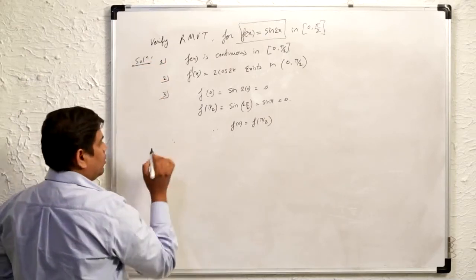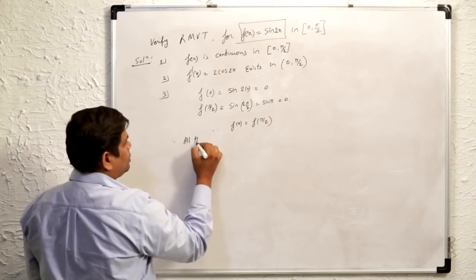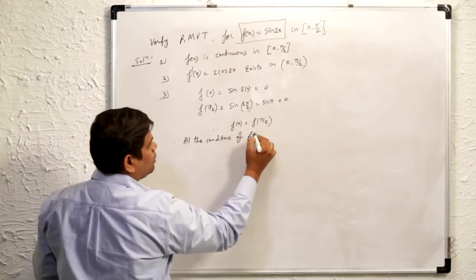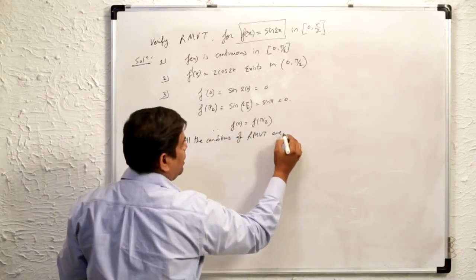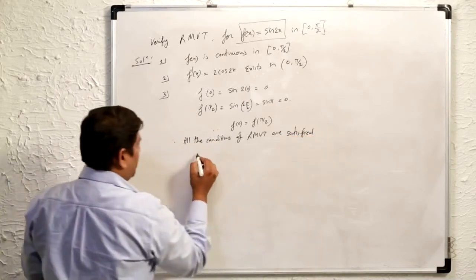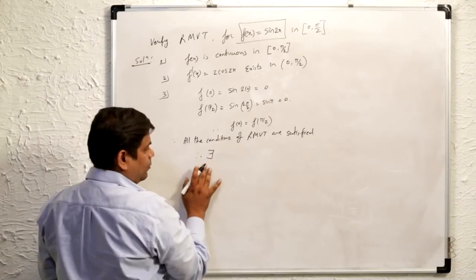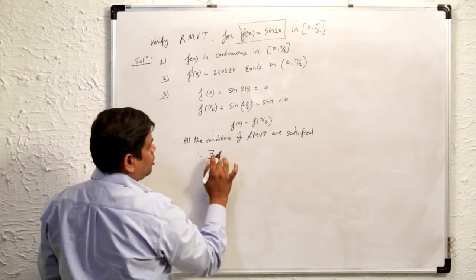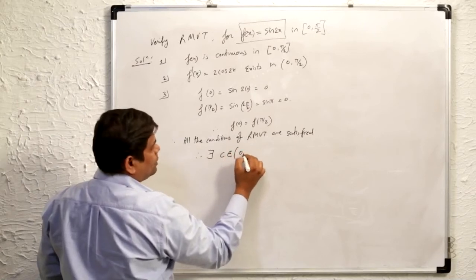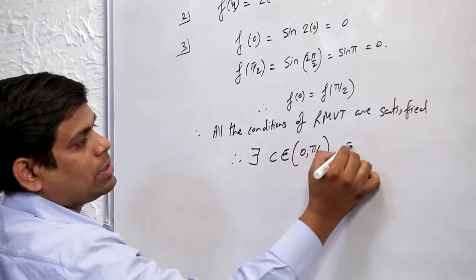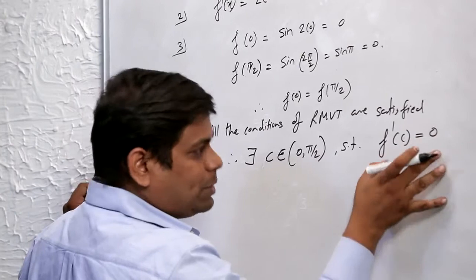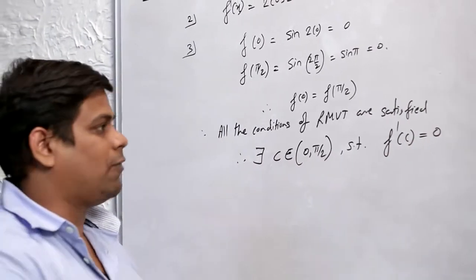So we are going to write, therefore, all the conditions of Rolle's mean value theorem are satisfied. Therefore, there exists, this is the symbol for there exists, C belongs to open interval 0 comma pi by 2 such that f dash of C is 0. Your objective is to solve this equation f dash of C equal to 0.